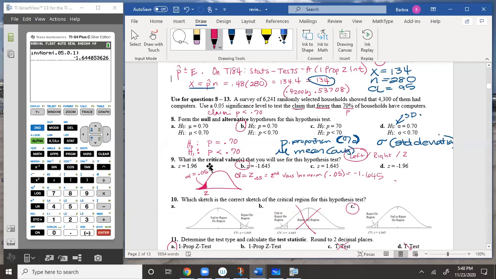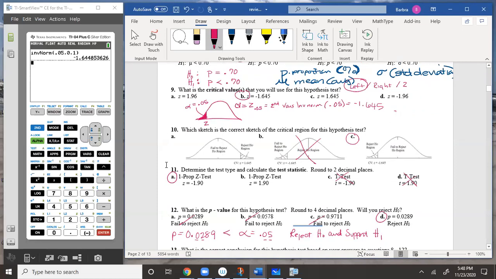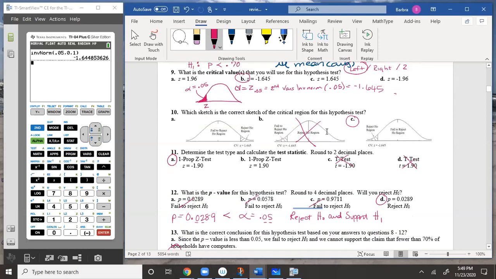Okay, then the sketch, it looks like we already did the sketch. It's a left tail test, so we know it's not A. So the question is whether it's B or C. And I'm sorry, I already did this problem for you, but so the rejection zone is the shaded region. So the graph that depicts the shaded region as a rejection zone is C. Okay, the rejection zone means this is where we reject the null and support the claim. And the area to the right is the fail to reject zone.